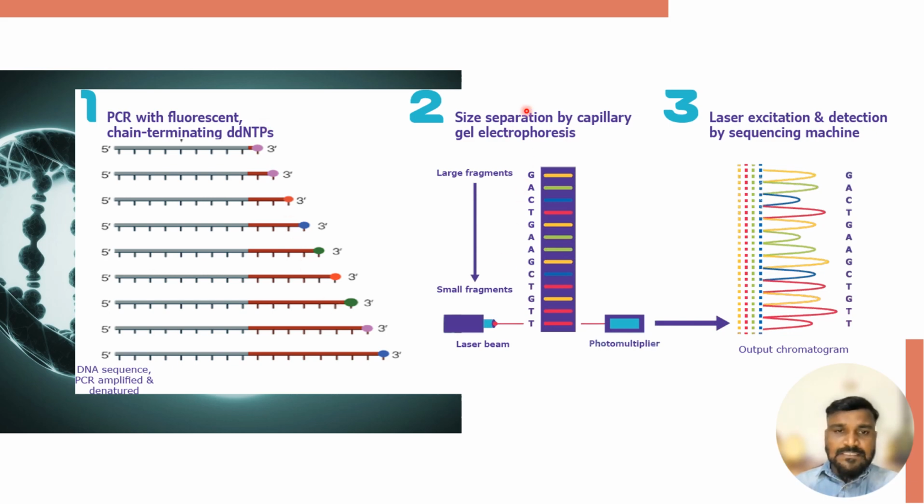And you can see the second image. These different sized fragments are run through capillary electrophoresis and read at the end, from the smallest fragment to the longest fragment. That's how we read it from here. So the sequence goes like this. After the primer, we have T, T, G, T, C, C, and that's how it goes on.